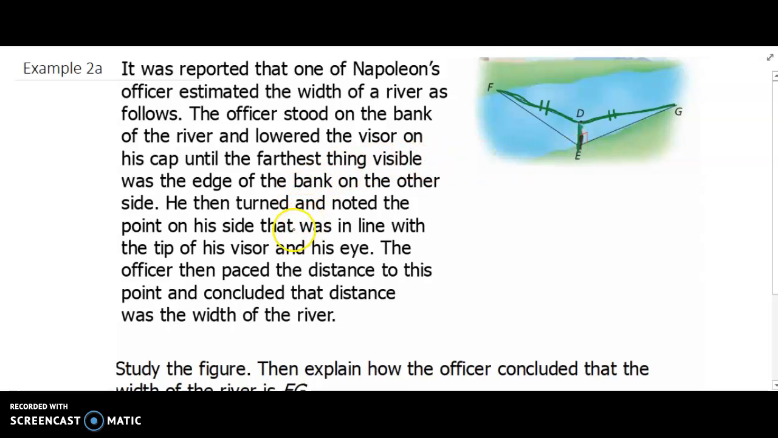The officer then paced the distance to the point and concluded the distance was the width of the river. Okay, so we have a right angle, because he's standing upright, he stands at a right angle. So right angle and a right angle. And then we know this and this are the same. And then think of he is shared among these two triangles.